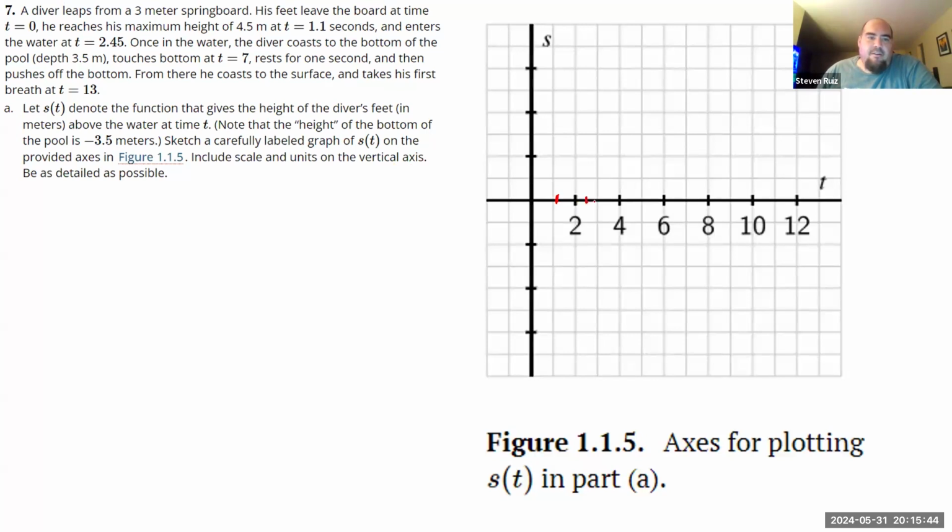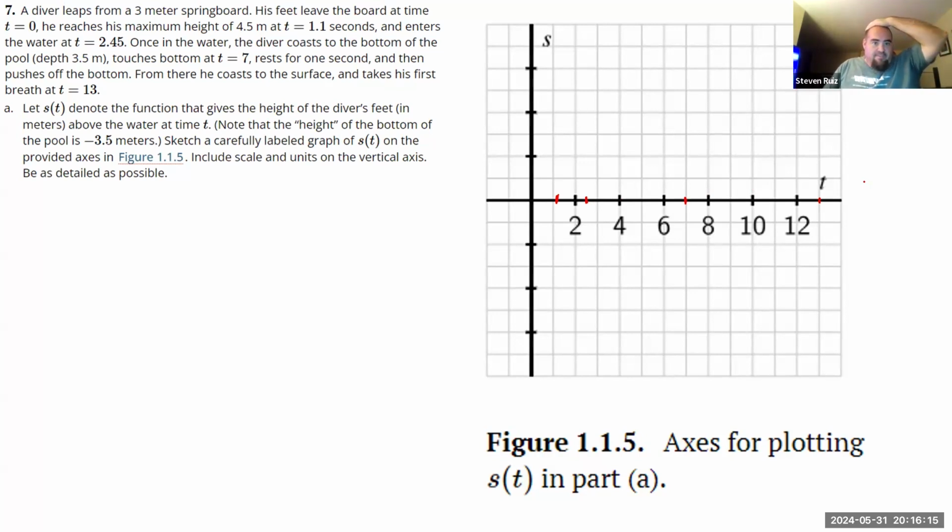So about here. Once in the water, the diver coasts to the bottom of the pool, 3.5 meters deep, touches the bottom at time equals 7, rests for a second, and then pushes off the bottom. From there, he coasts to the surface and takes his first breath at 13 seconds. Okay, so basically, I can break this journey up into steps.